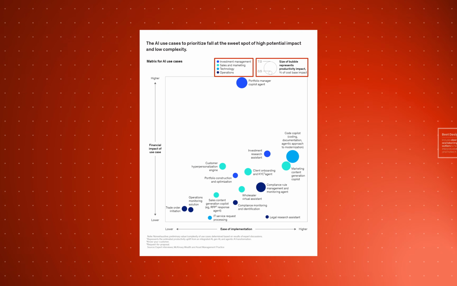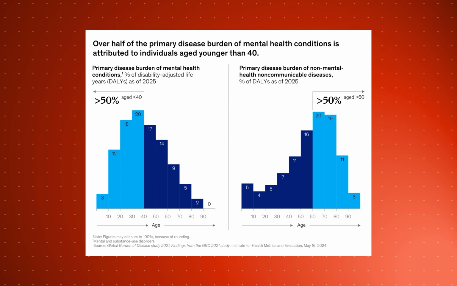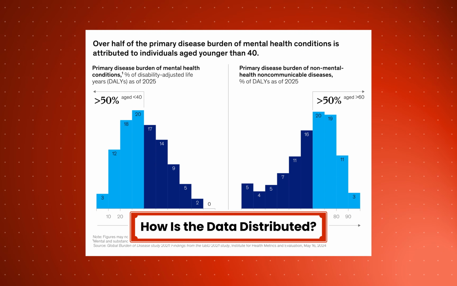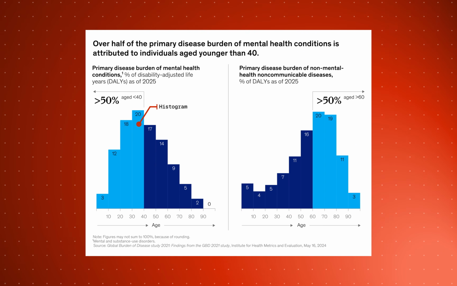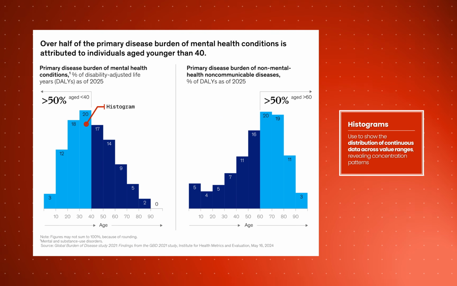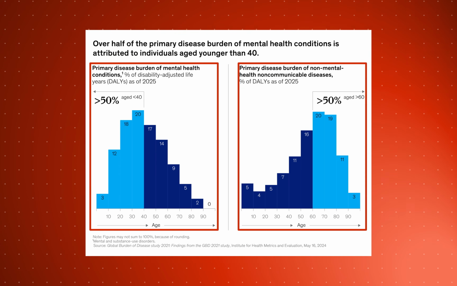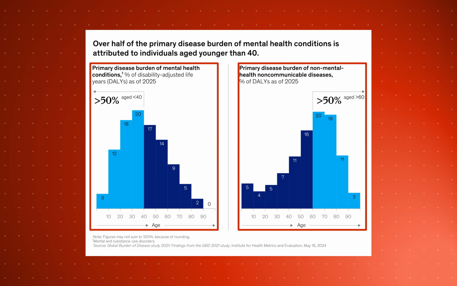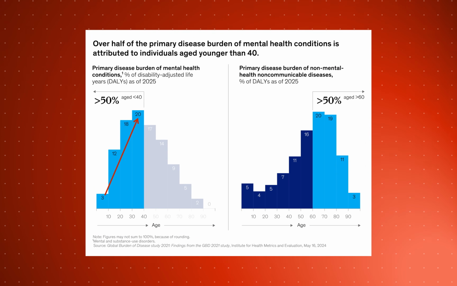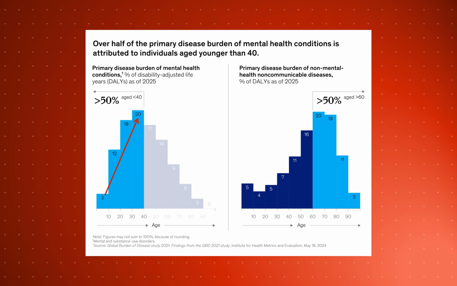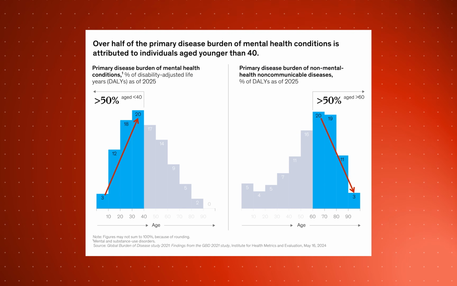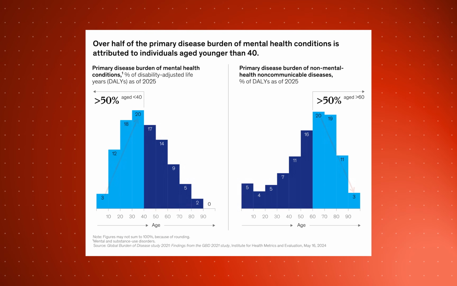Alright, for the next effective chart type, let's discuss histograms. And this answers, how is the data distributed? The key difference between histograms and bar charts is that histograms show distribution across continuous data. For example, in this McKinsey visual, the histogram reveals how disease burden is distributed across different age groups, making it instantly clear that mental health burden concentrates in younger ages, people below 40, while non-mental diseases skew older, people older than 60. A critical insight that totals or averages would completely miss.